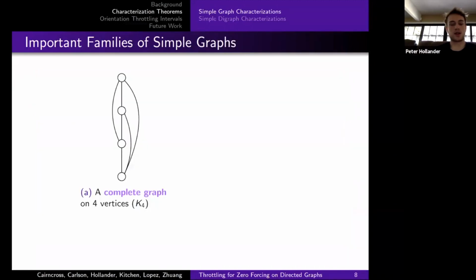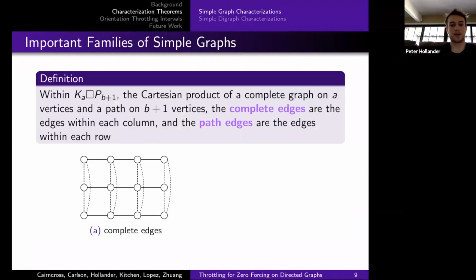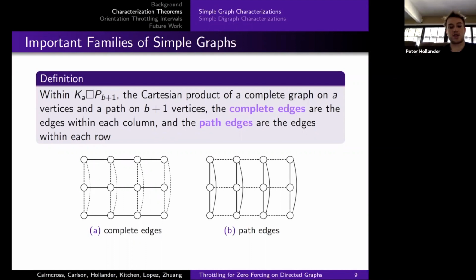We're also going to use a few simple graphs. We're going to use a complete graph, which is a graph where between any 2 vertices, there is an edge between them. And we're also going to use a path, which is basically a sequence of alternating vertices and edges. We're going to use these 2 graphs to talk about this Cartesian product of Ka and Pb plus 1, a complete graph and a path. And we're going to refer to the complete edges as the edges within each column. Those are the ones with the dotted lines vertically. And the path edges are the edges within each row.